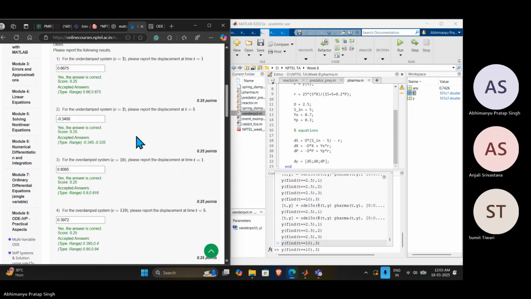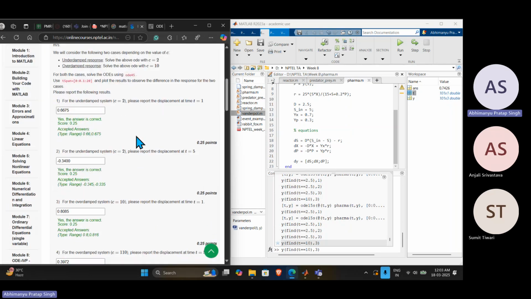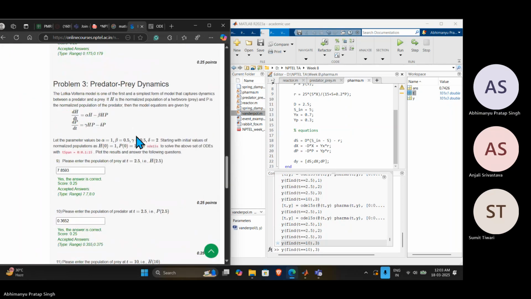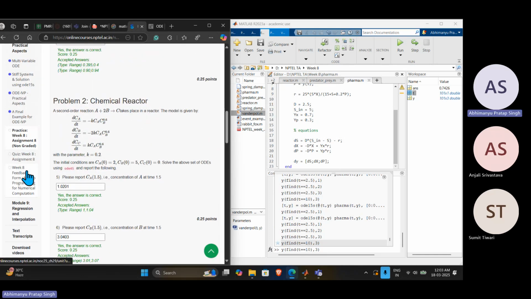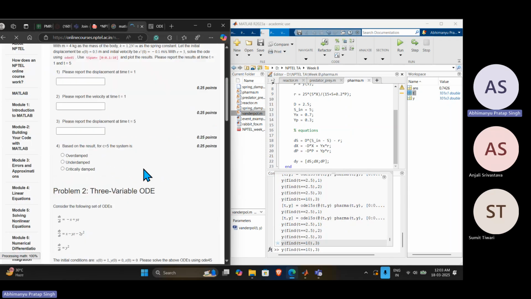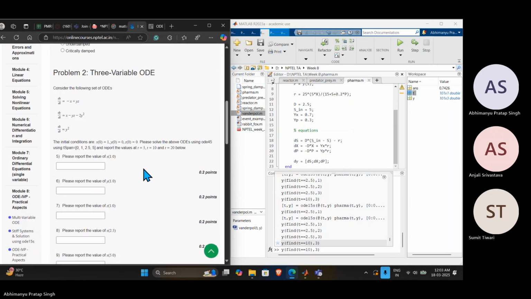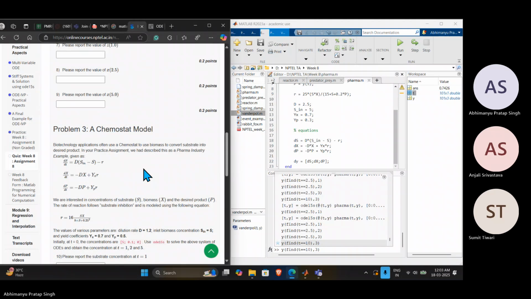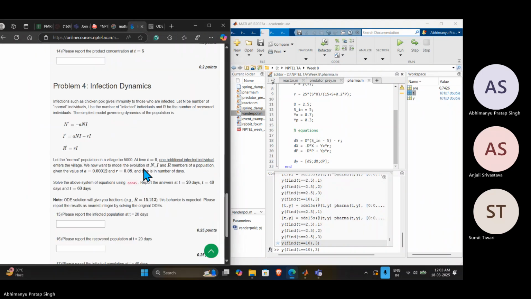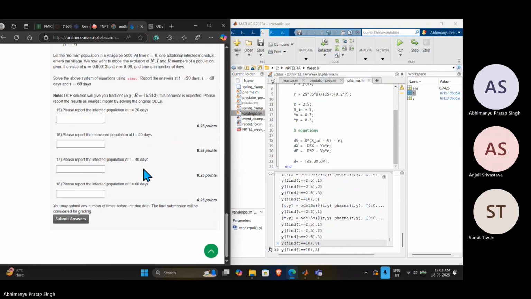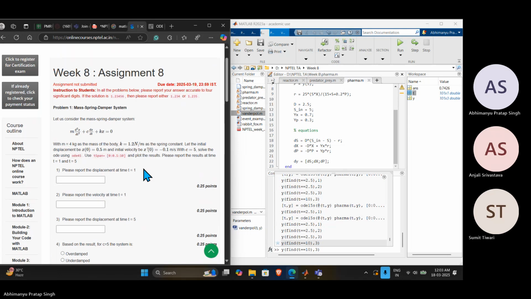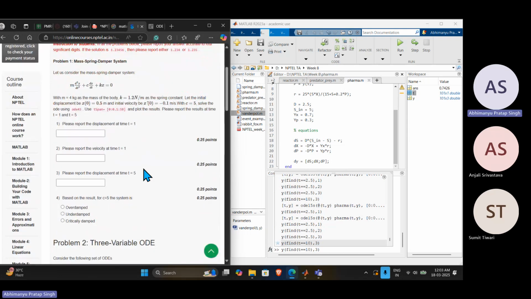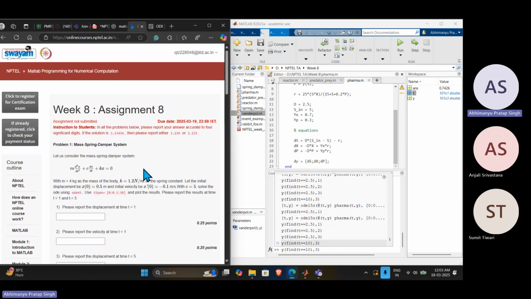Fine. So any doubt in any of this problem? Any doubt in any problem of the graded assignment? Like you are not able to understand anything or like that? These are similar problems. It should not take you more than 20 minutes to solve all of them.